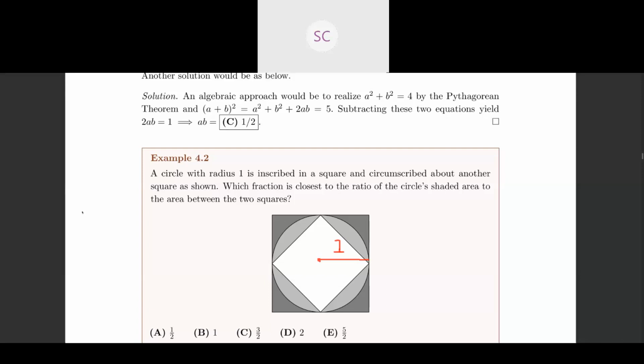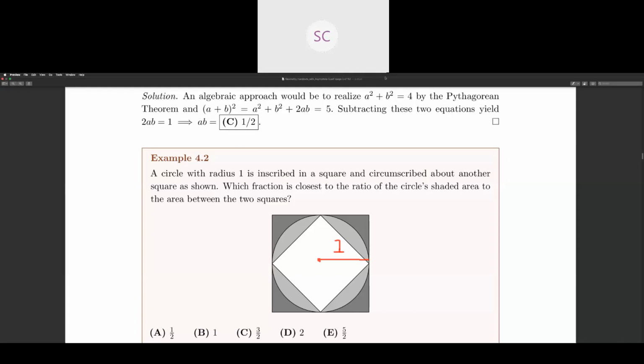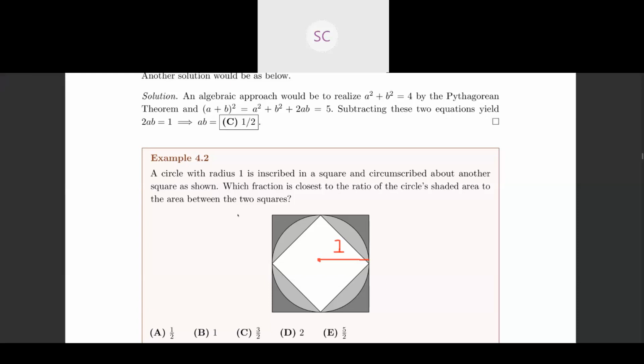Okay, so I'm going to start to go over the steps. It's important in this problem to be organized because you have 3 different types of areas you could find. So let's have a clear goal in mind. Let's try to find the area of the white square.